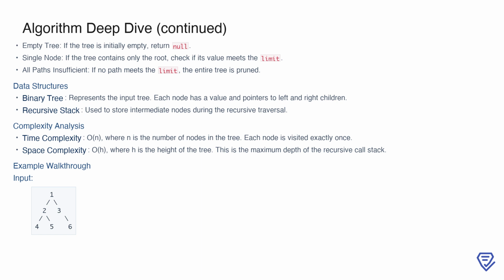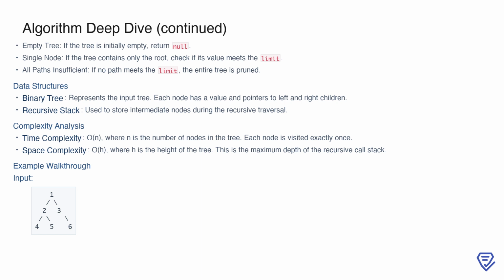From a data structure perspective, the binary tree represents the input, with each node holding a value and pointers to its left and right children. Additionally, the recursive stack is used to manage intermediate nodes as we traverse the tree. In terms of complexity, the algorithm is efficient. The time complexity is O(n), where n is the total number of nodes in the tree, as each node is visited exactly once. The space complexity is O(h), where h is the height of the tree, because the recursive calls go as deep as the maximum depth of the tree.